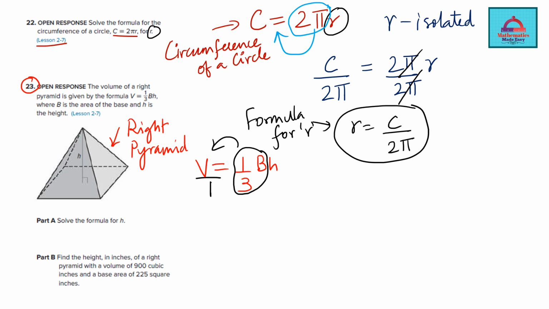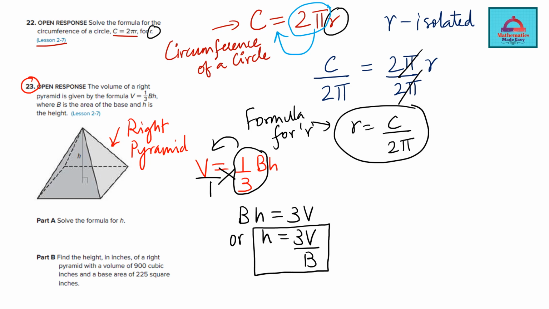So this is same as V by 1. Let's do the simple method of cross multiplication. So when we do that, BH is equal to 3V or h is 3V by B. This is the formula that you get on dividing by B on both sides. Now there's a part B to it. In part B, you are given the volume and you are given the base area. So let's plug in the numbers.